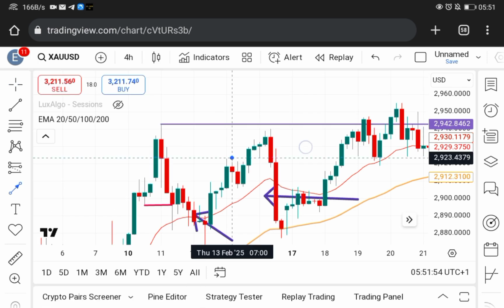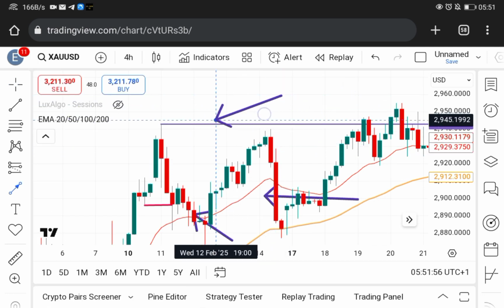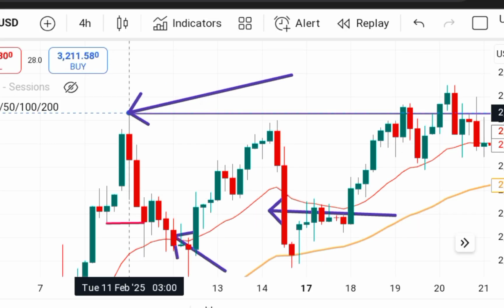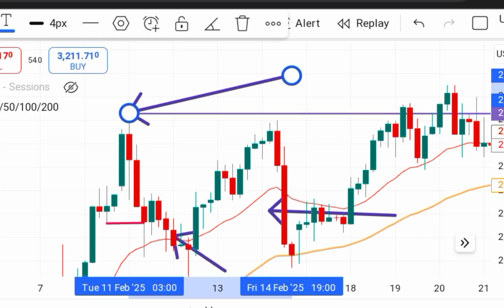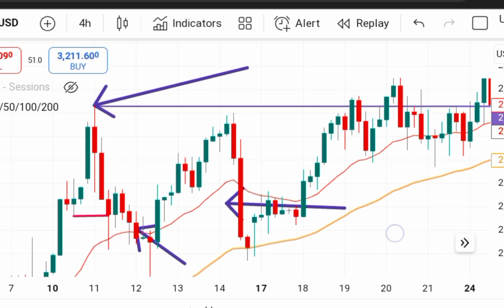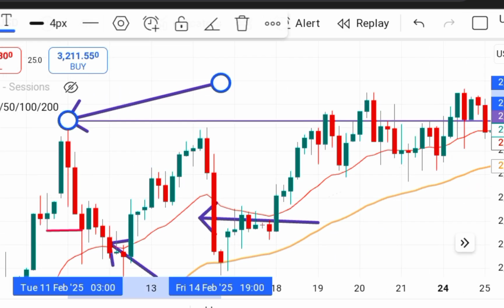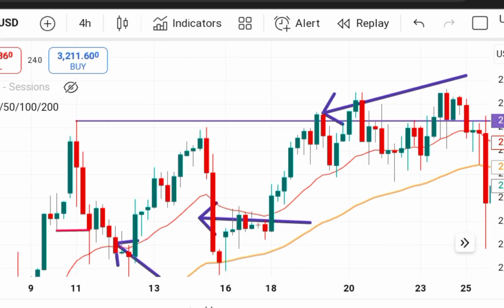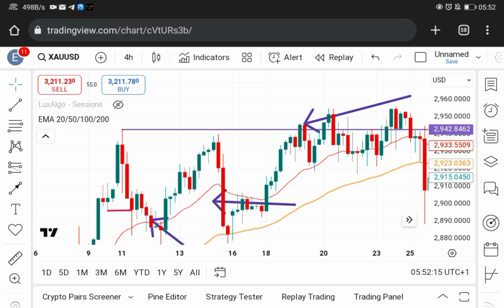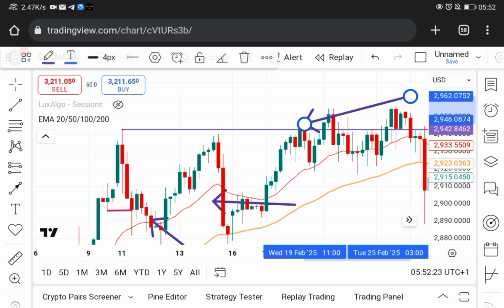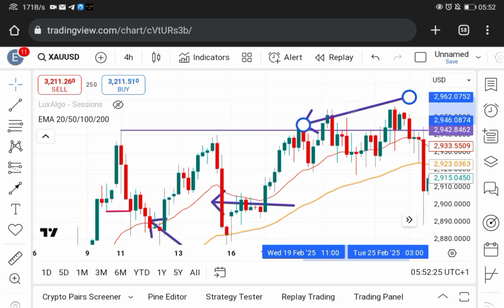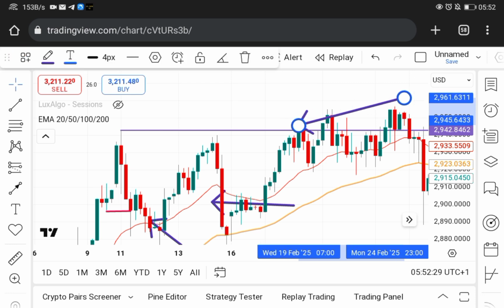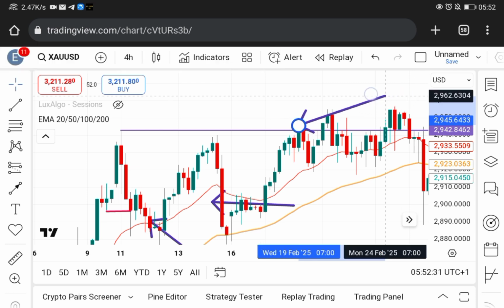You are waiting for the market to come back and grab this high where you marked, for you to take the trade to the downside. The market comes back and grabs the high at this point here. As the market grabs the high, you are looking for a candlestick confirmation. This candlestick confirmation will not happen on your 4-hour chart. You have to move down to a smaller time frame to look for this candlestick confirmation.